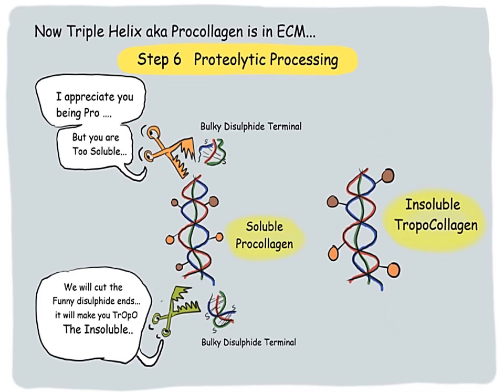After that, in the extracellular matrix a proteolytic process occurs. Proteolytic means there is a removal of a few amino acids from the carboxyl terminal, as well as a few amino acids from the N-terminal, the NH2 group side. This results in conversion of soluble procollagen to insoluble tropocollagen. So this is one more post-translational modification, that is proteolytic processing.